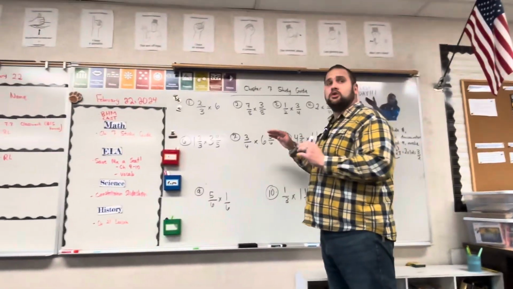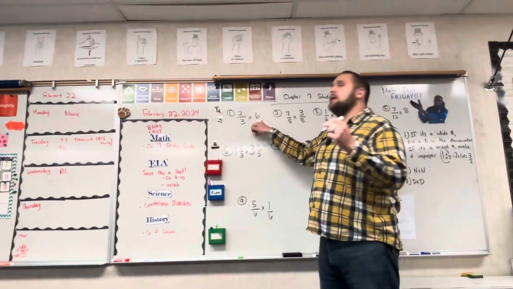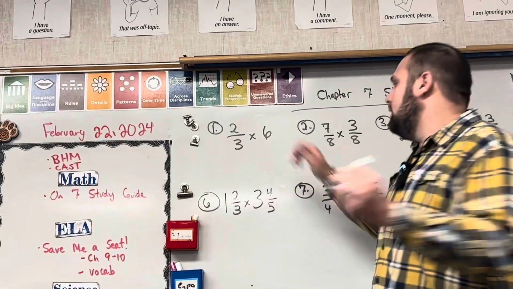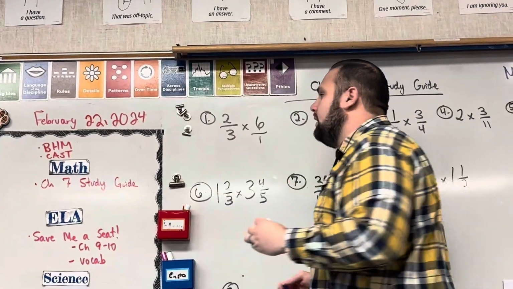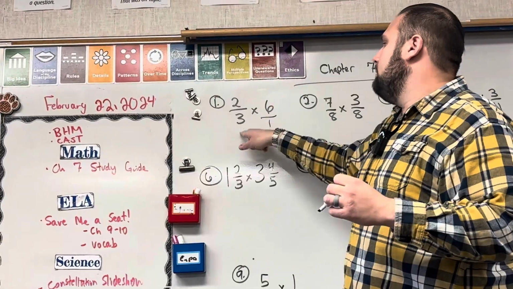So let's go over it, please. We got just a short video. So number 1, we got a whole number. So what we got to do? Put a 1 under it. Very good. Then we multiply. Numerator times numerator, denominator times denominator.